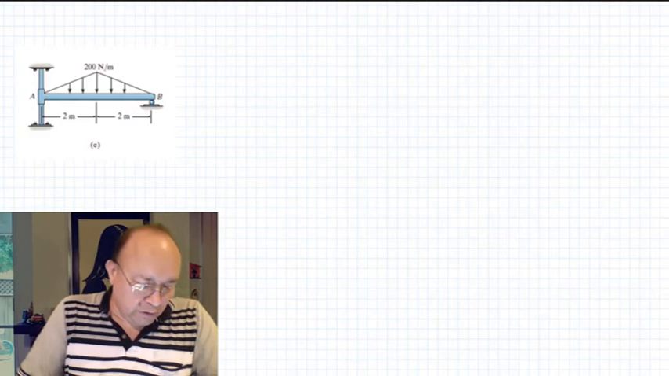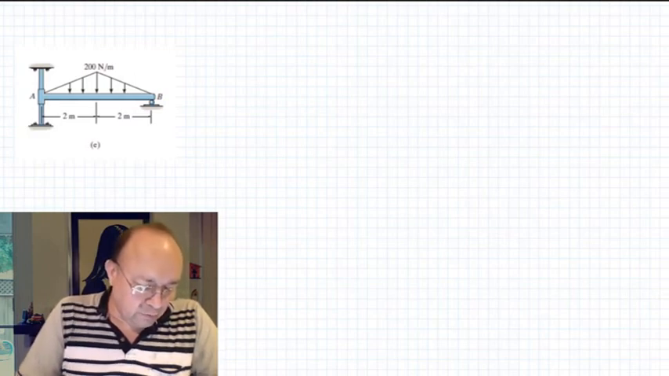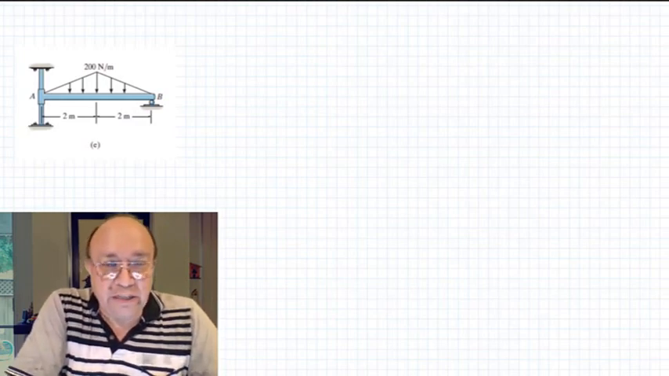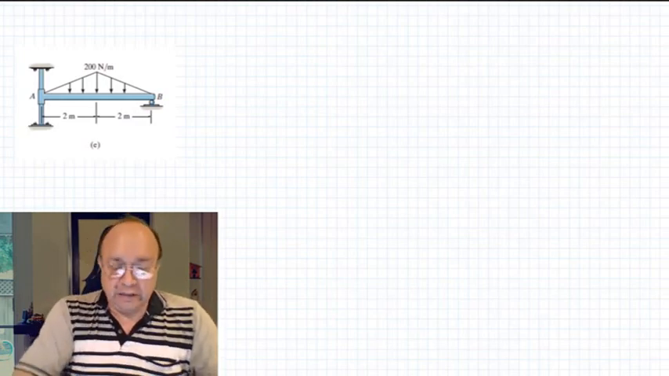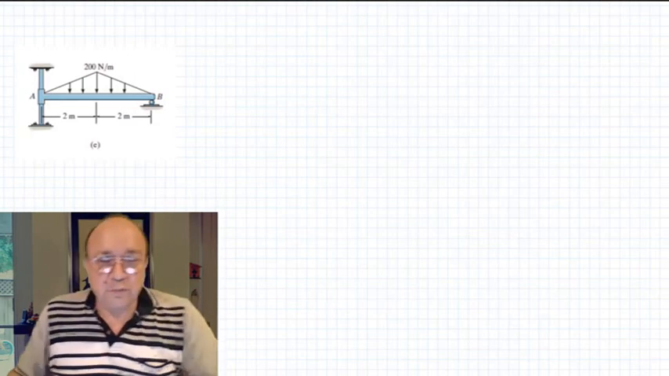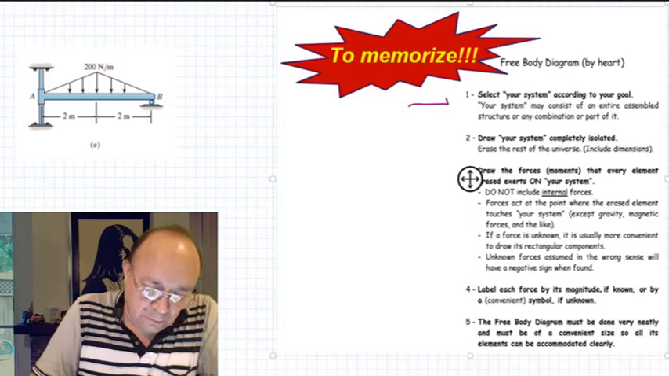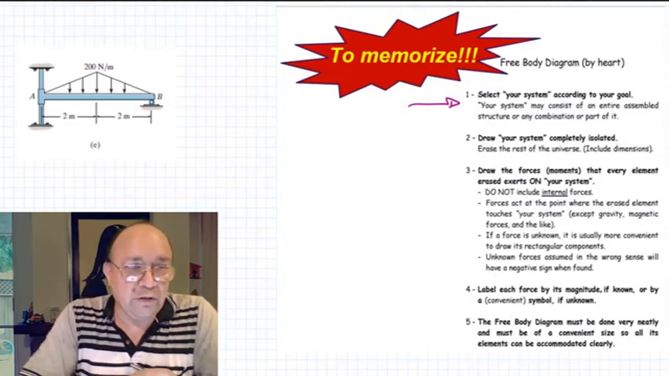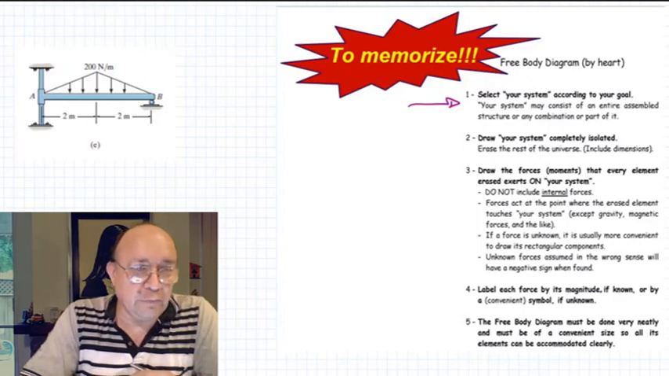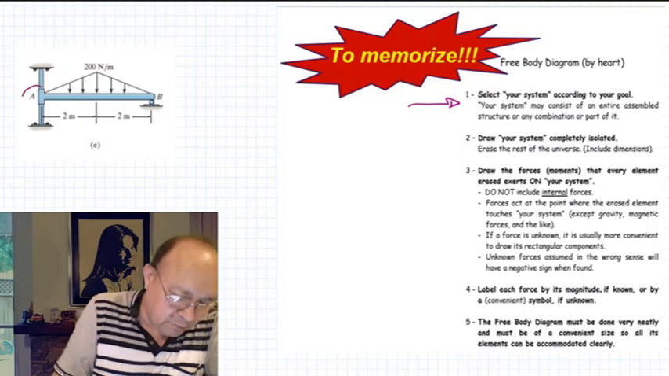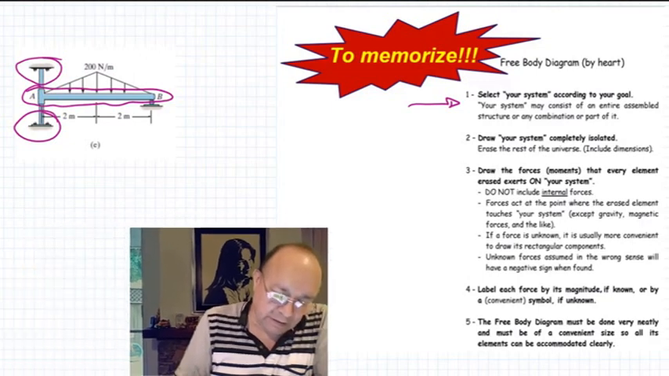So what are we going to do here? First, we have to make the free body diagram. And these are the steps that you have to use in order to do a successful free body diagram. Select your system according to your goal. Here we are going to find the reactions on the beam. So our system will be the beam. So we are going to remove all this stuff here.